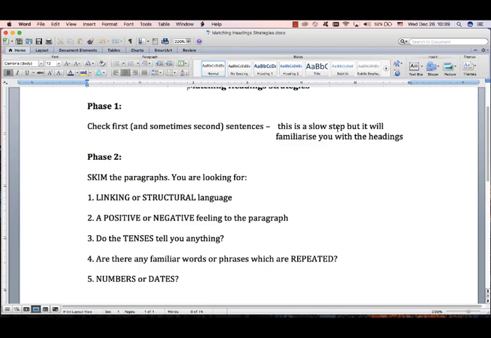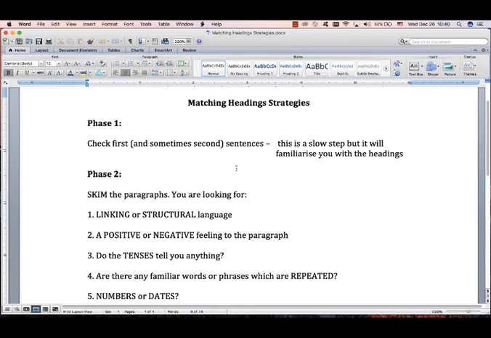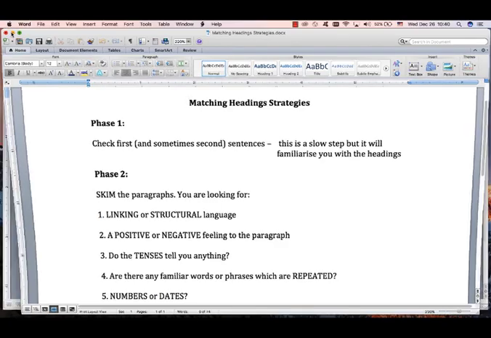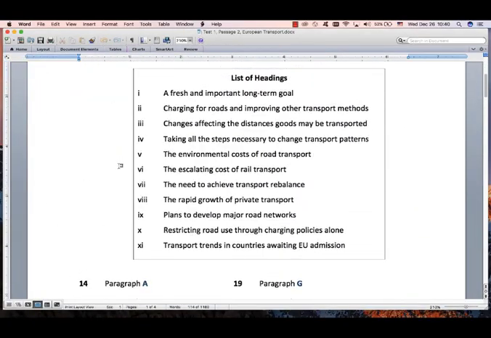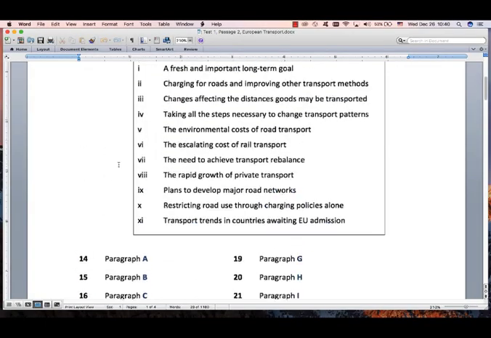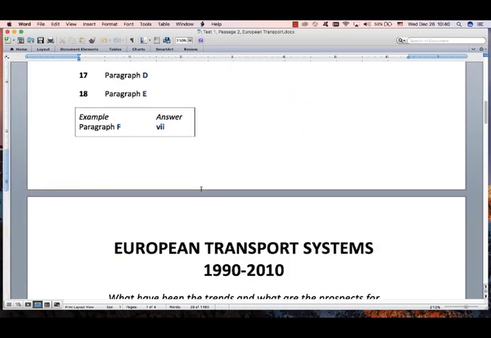This is a slow step, but you need to do it. So you can just slow down, go through each one of these headings and familiarize yourself with the heading. This will help you later when you come to phase 2 and 3. Remember, there are 8 questions in this particular reading, so you can spend quite a bit of time on this. You could spend about 15 minutes on these 8 questions. So slow down at the beginning and really familiarize yourself with these headings.